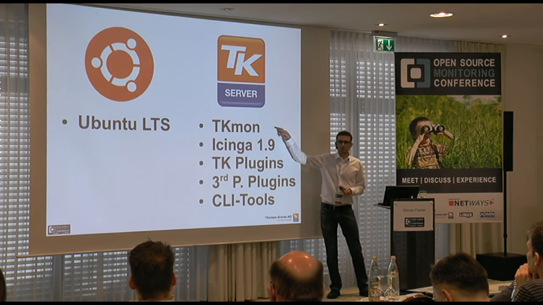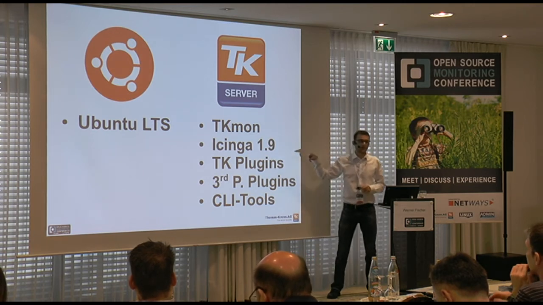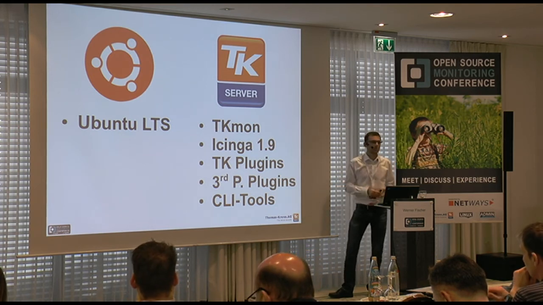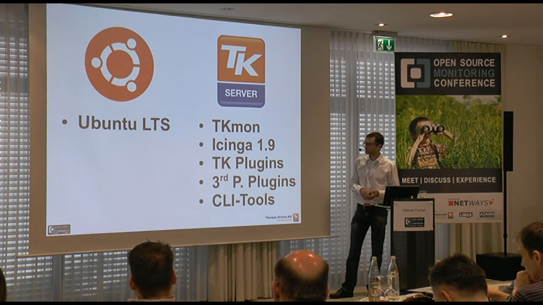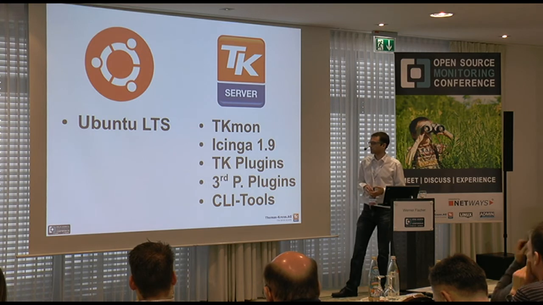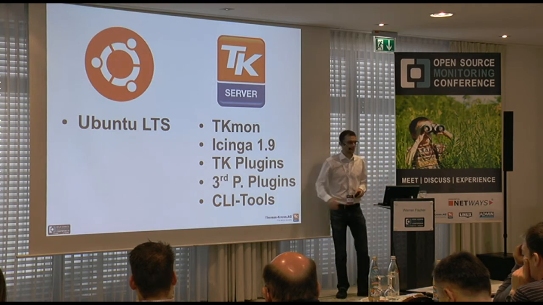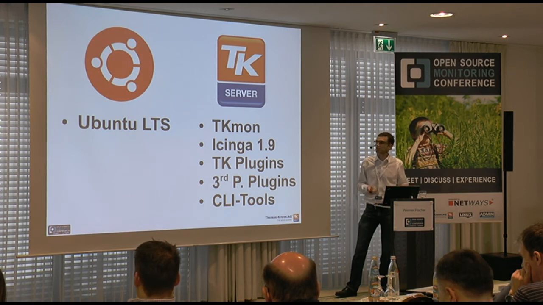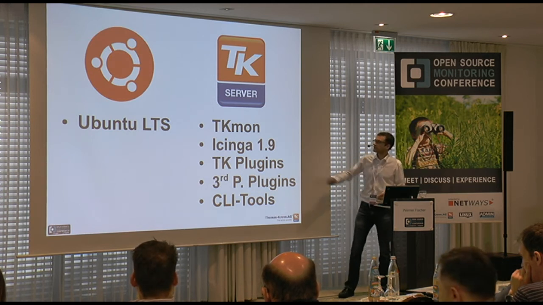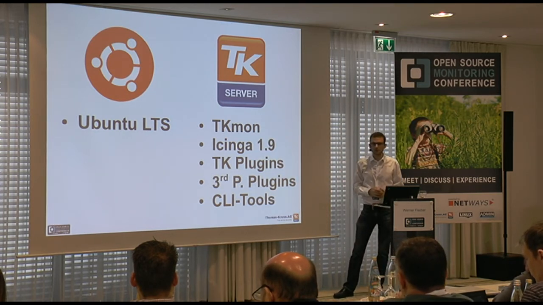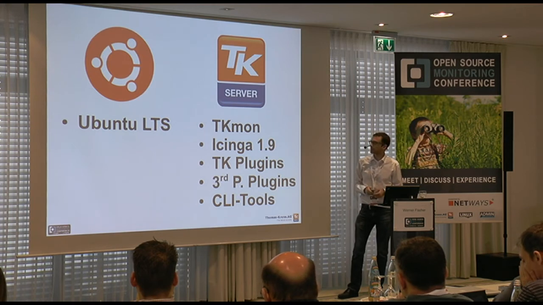So there are packages for TKmon, there are packages for Icinga 1.9 at minimum, because we need some of the features of the newer Icinga version compared to the one which is shipped with Ubuntu LTS. The plugins that I've mentioned, and also some third-party plugins which aren't available in Ubuntu normally. And for the wait stuff and things like that, also all the CLI tools that you might need there. So you have all the things in place. When you want to set up TKmon, just install Ubuntu LTS, add the repository here, and simply do an apt-get install TKmon, and you're done. So it's really that simple.